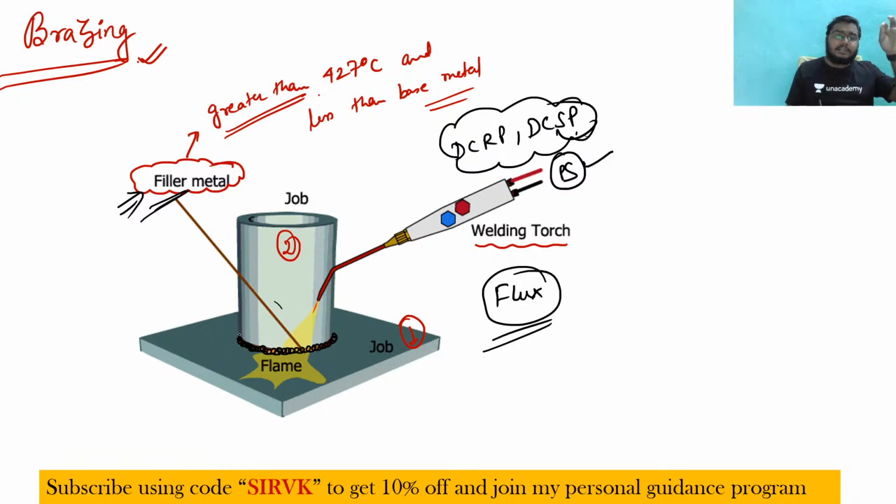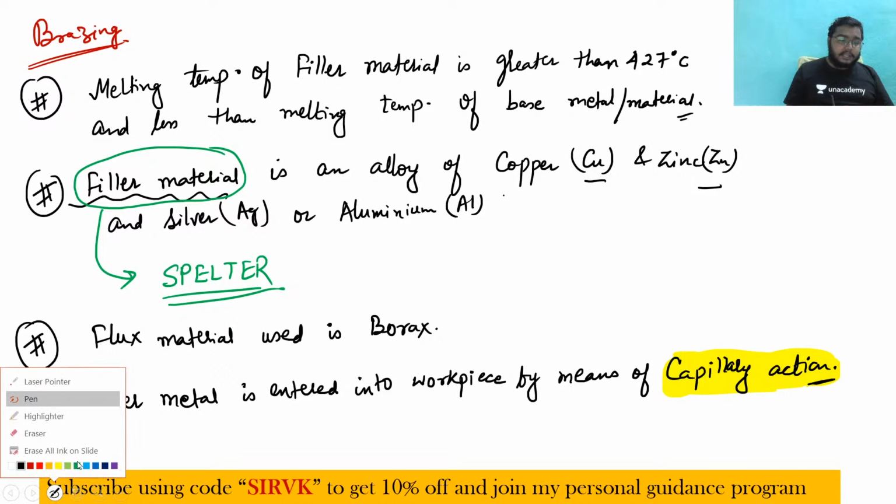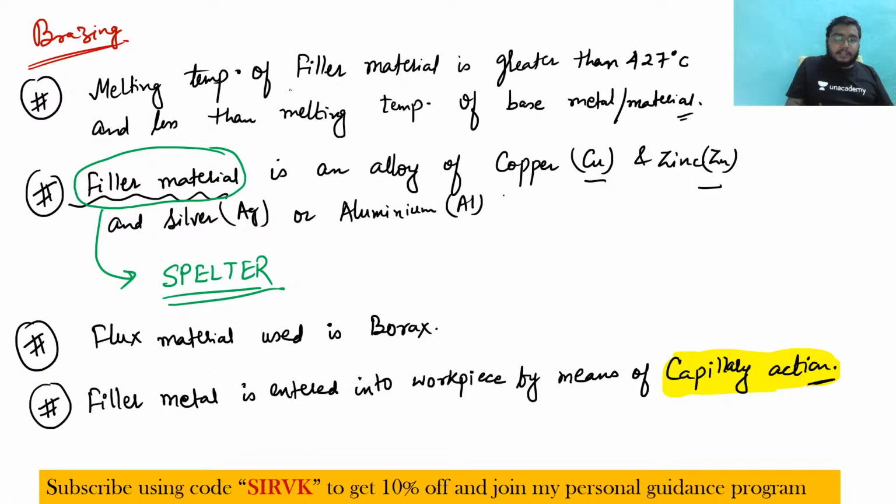So basically there is no difference throughout in the welding process, my dear friend. The difference is here about the filler metal. This is the most important thing, that the filler metal has a melting point like this. GATE questions are asked from here.